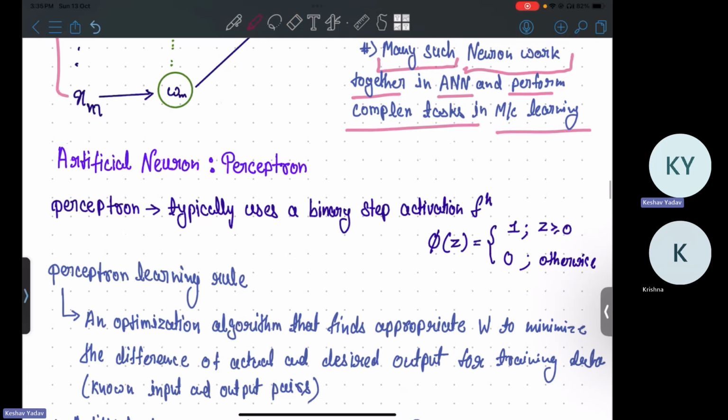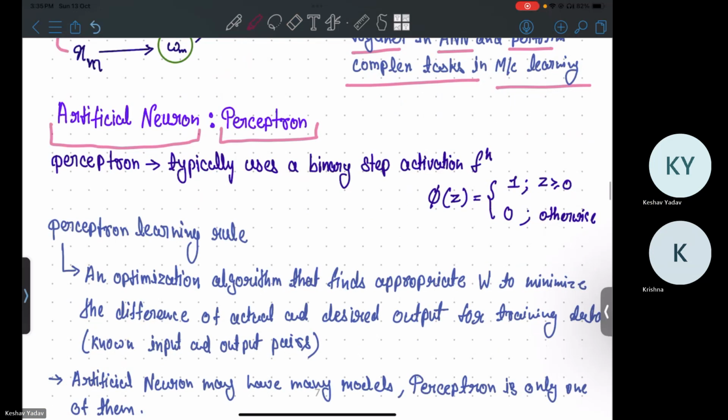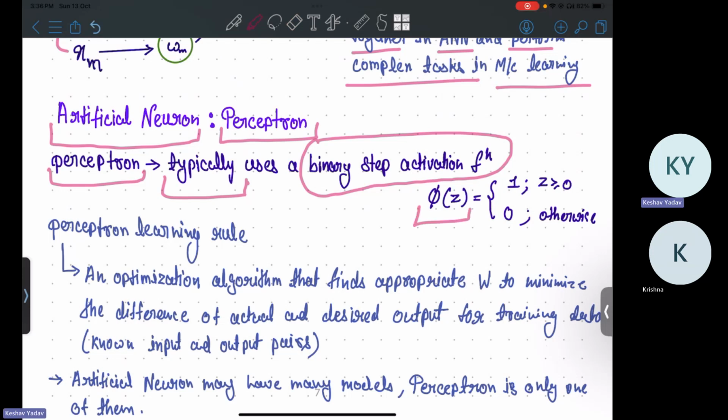Now we'll see some types of artificial neurons. The first type that we will discuss is the perceptron. A perceptron is a type of artificial neuron that uses a binary step activation function. That can be represented like this: the binary step activation function phi(z) is equal to 1 when z is greater than 0, and it is 0 otherwise.